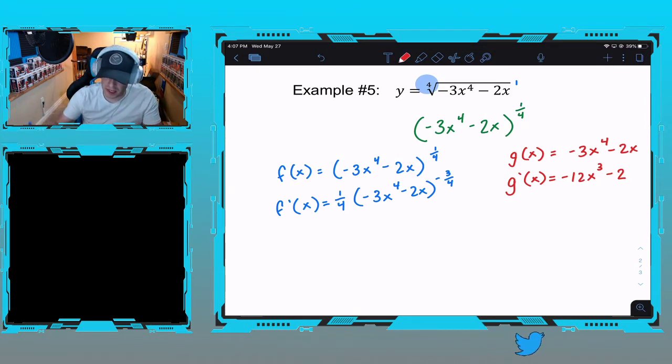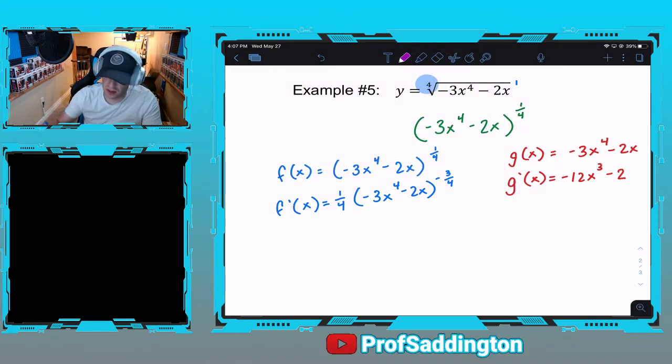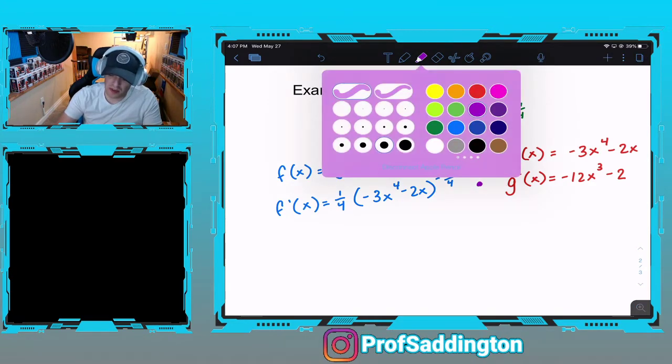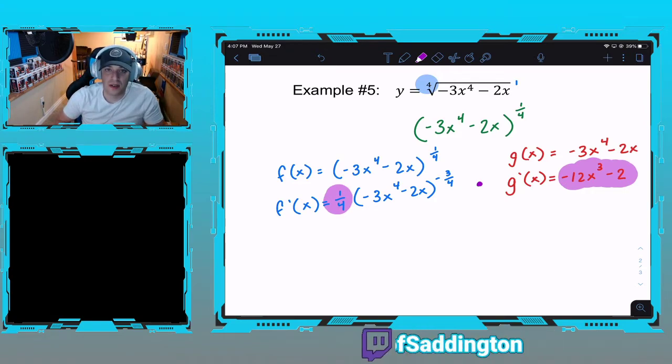So as I've been saying, when you go to multiply this out using the chain rule, the only part I care about you multiplying is what's on the outside. So technically you have to distribute that 1/4 to the g prime of x. What's inside the parentheses will just stay the same. So I just have to multiply both of those by 1/4.